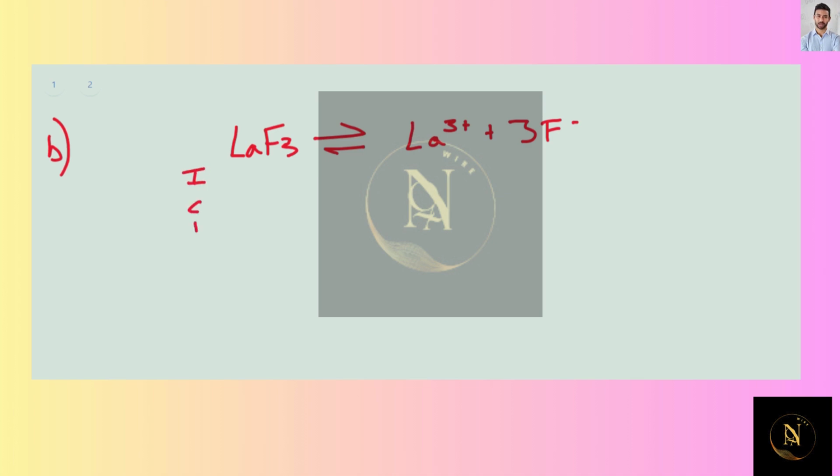So if we write our ICE chart, we have no initial lanthanum, but this time we do have 0.01 initial fluorine. So we add x and we add 3x. We get an equilibrium value of x for lanthanum and 0.01 plus 3x for fluorine. So we can now calculate our x value.